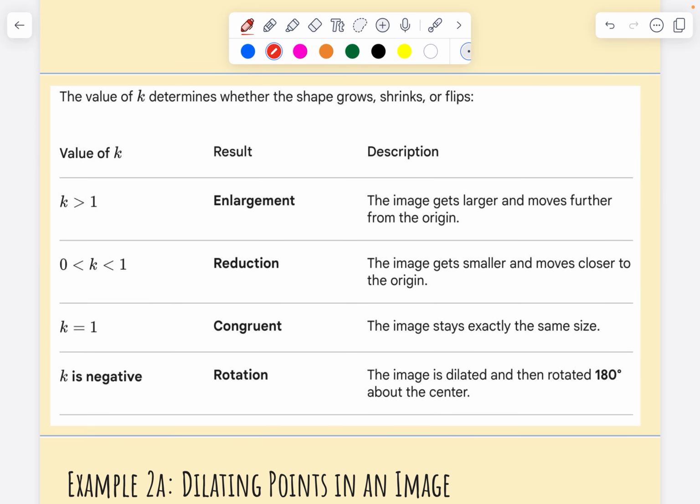k is our scale factor. If k is bigger than 1, it gets bigger. If k is between 0 and 1, it gets smaller. If k equals 1, then it stays the same. And then we don't need to worry about this rotation yet.